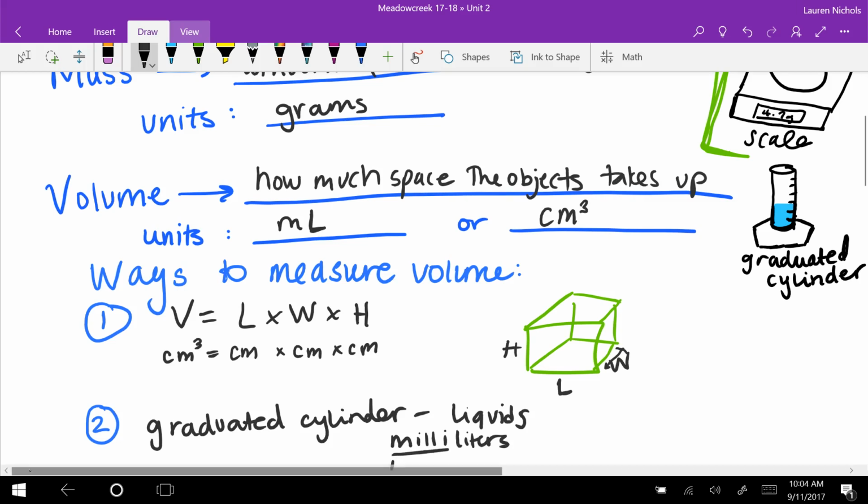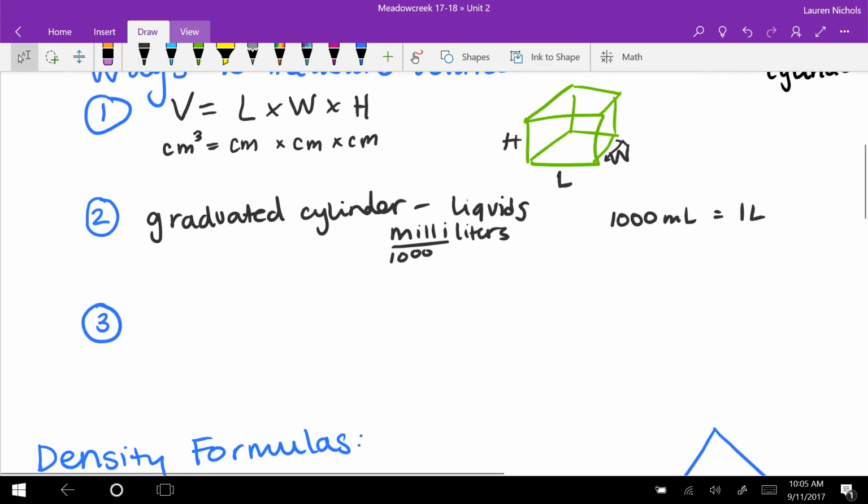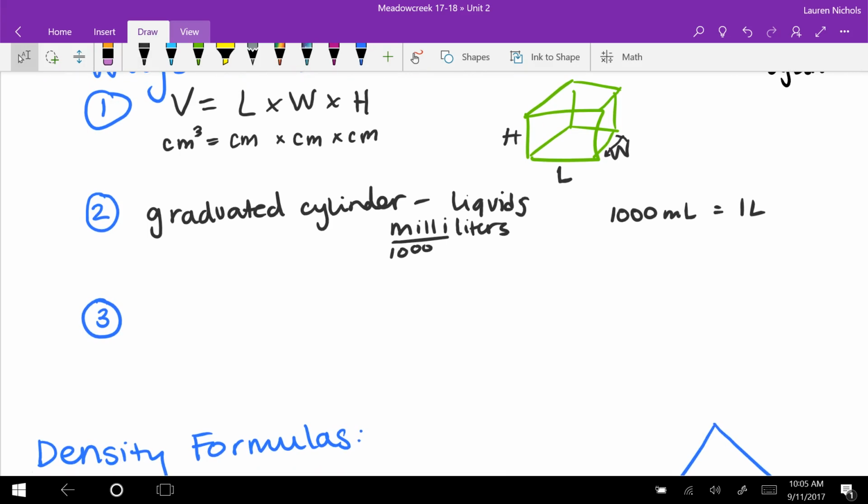Remember that milli means 1,000, and so 1,000 milliliters are equal to 1 liter. So in your liter of soda, there are 1,000 milliliters. Now, another way to measure volume is through a method we have talked about multiple times, water displacement. You've also done this multiple times in class.